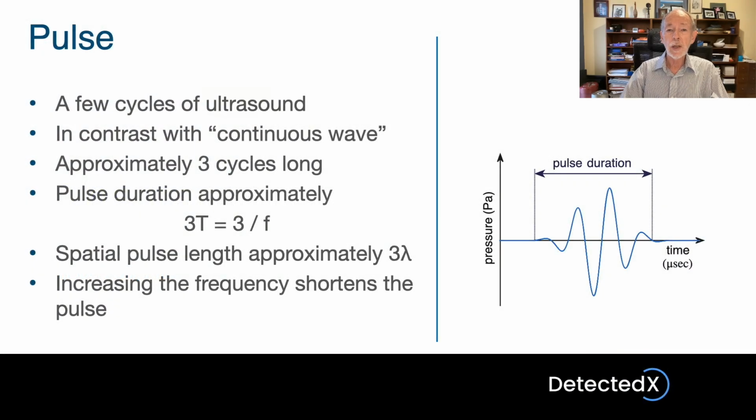What do we mean by an ultrasound pulse? We mean a very short package of ultrasound energy, typically just a few cycles long. In current ultrasound machines, the transmit pulse is around 3 cycles in length.